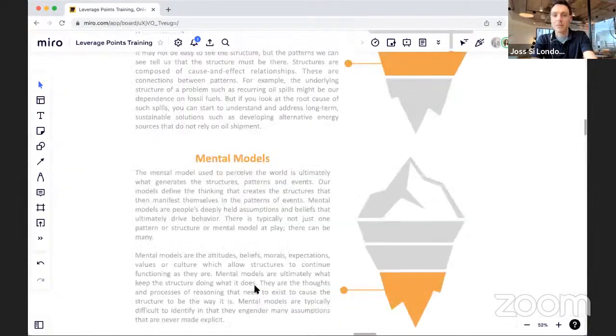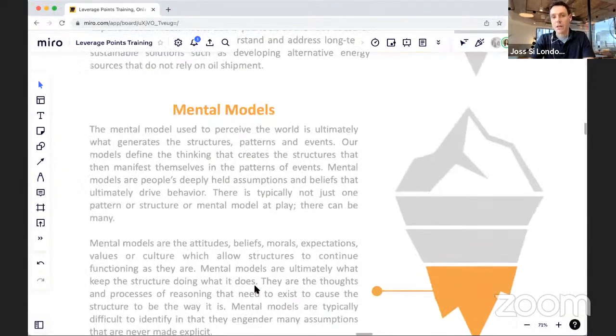And down here, the mental models. The mental models used to perceive the world are ultimately what generates the structures, patterns, and events. Our mental models define the thinking that creates the structures that then manifest themselves as patterns or events. So mental models are people's deeply held assumptions and beliefs that ultimately drive behavior.